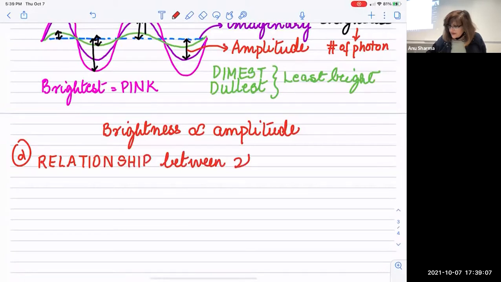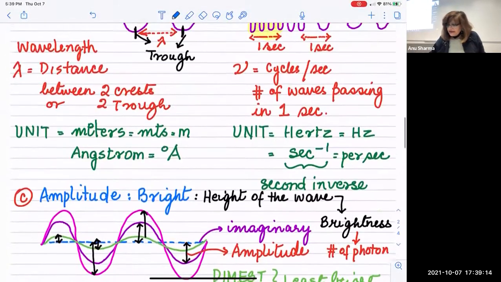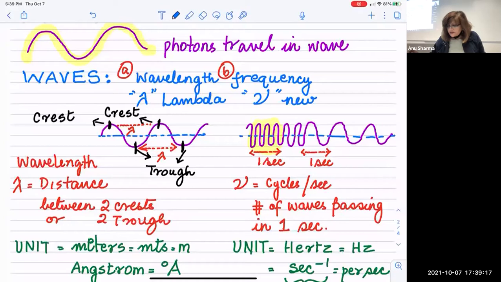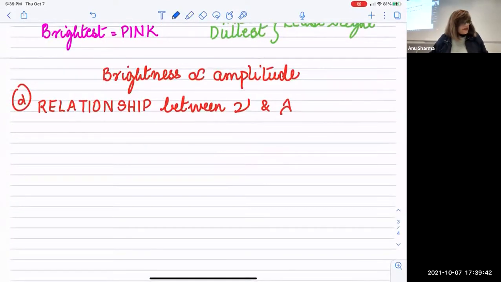Frequency and wavelength. Now, they are inversely related. As you can see, the longer the wavelength, look at this one here, it's taking very long. So in 1 second, only one wave is passing, whereas in this case, lots of waves are passing in 1 second. So the length of the wave and the frequency are inversely related.